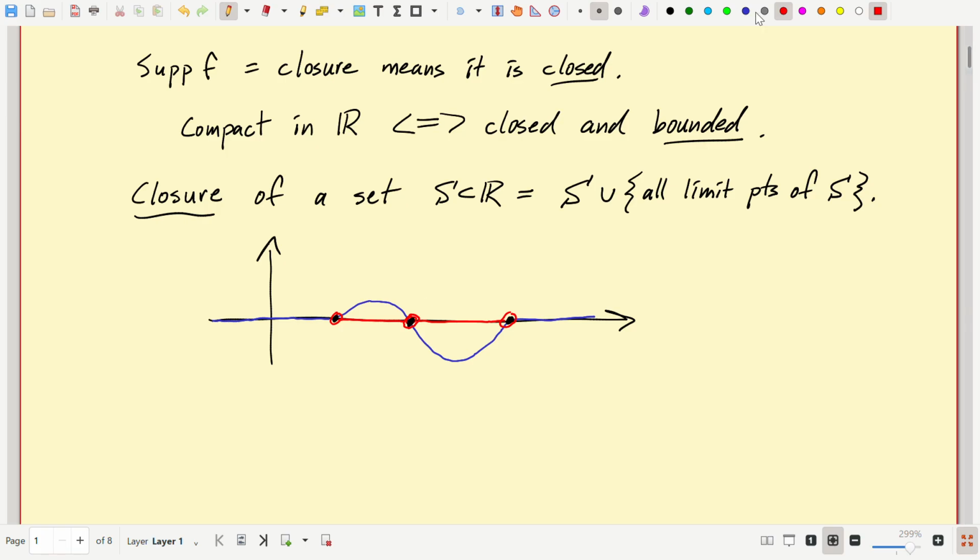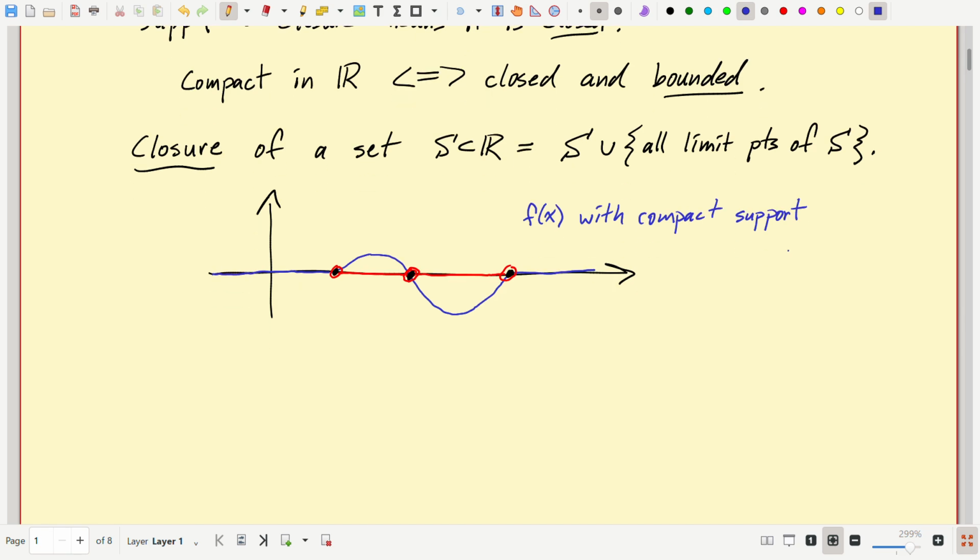So this picture here is f of x with compact support, and that set there is the support of f. Questions about that?